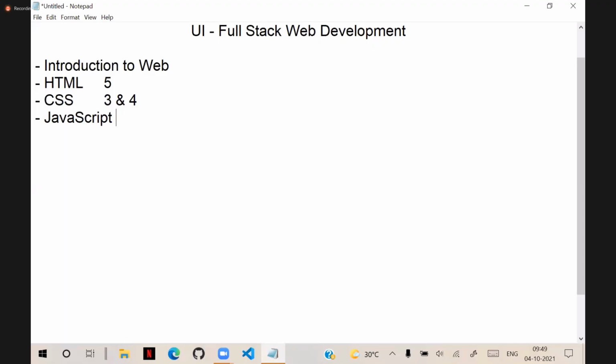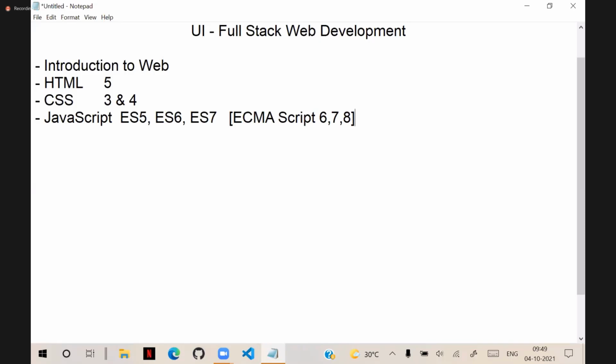JavaScript, generally many people don't know, is called ES. JavaScript versions are like ES5, ES6, ES7. These are the JavaScript versions. People also call it ECMAScript. ECMAScript 6, 7, 8 versions are there. So don't get confused. JavaScript means ES.